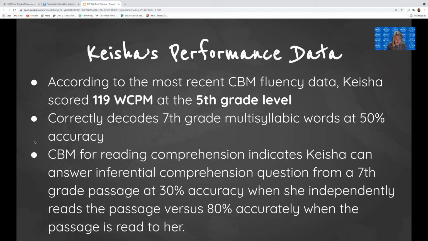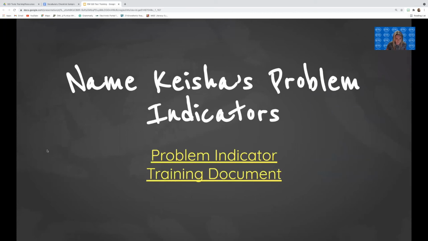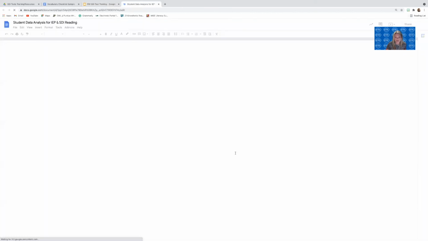That's interesting. Is it one of the thinking strategies that we talk about when we talk about comprehension, or is it another underlying foundational skill that she's lacking? That's what we need to decide. Okay, so now we have to look at the problem indicators. This is on this document right here that you guys have.